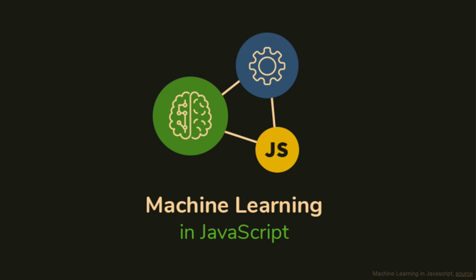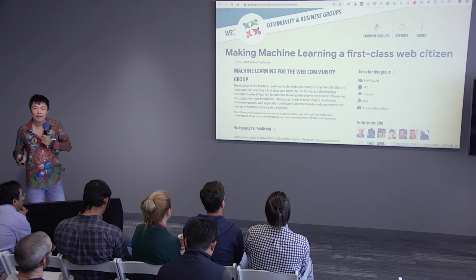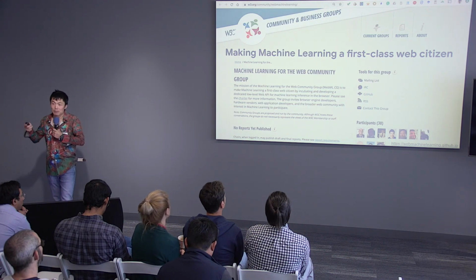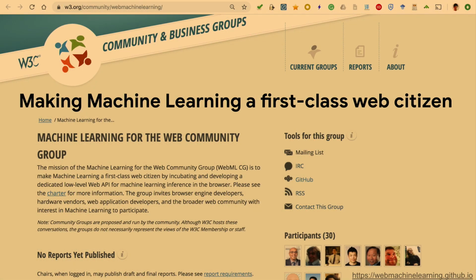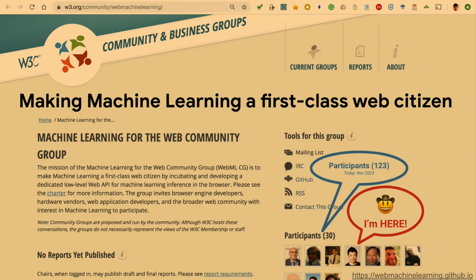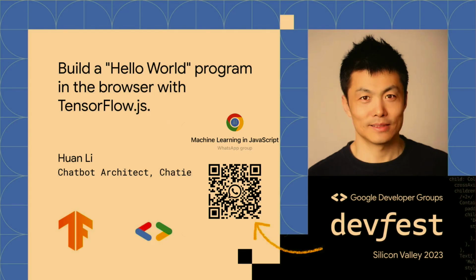Okay, basically that's all of my sharing today. So machine learning in JavaScript is really amazing, and another piece of good news is that the W3C has a workshop to make machine learning a first-class web citizen, and I'm here. I love the web. Today we can see the participants are already more than 100, versus this screenshot, which I think was taken 5 years ago, with only 30 people. So it's very good.